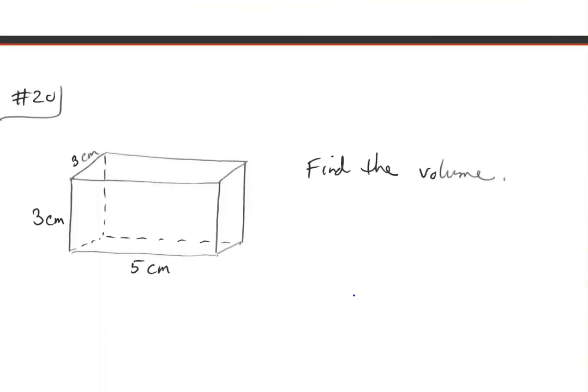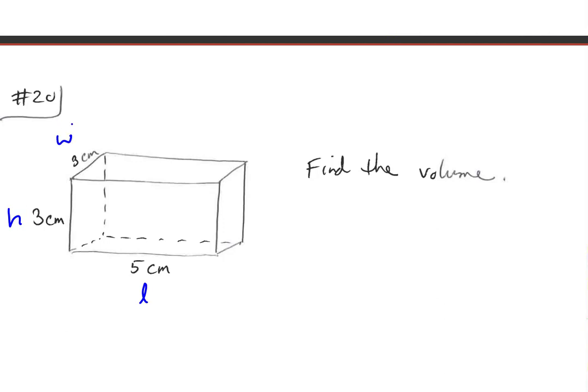Let's try another example. This one gives us the picture of a three-dimensional box, and we're asked to find the volume of it. Now this box is labeled with the distance all the way across the bottom of it as 5 centimeters. We might consider that the length, if it's all the way across the bottom of it. The distance top to bottom is labeled as 3. We might call that the height. Let's label it as h for height.